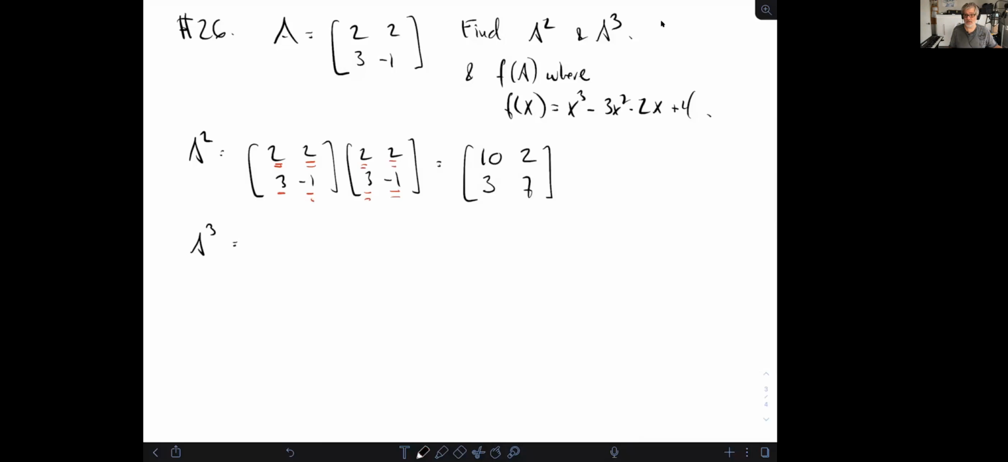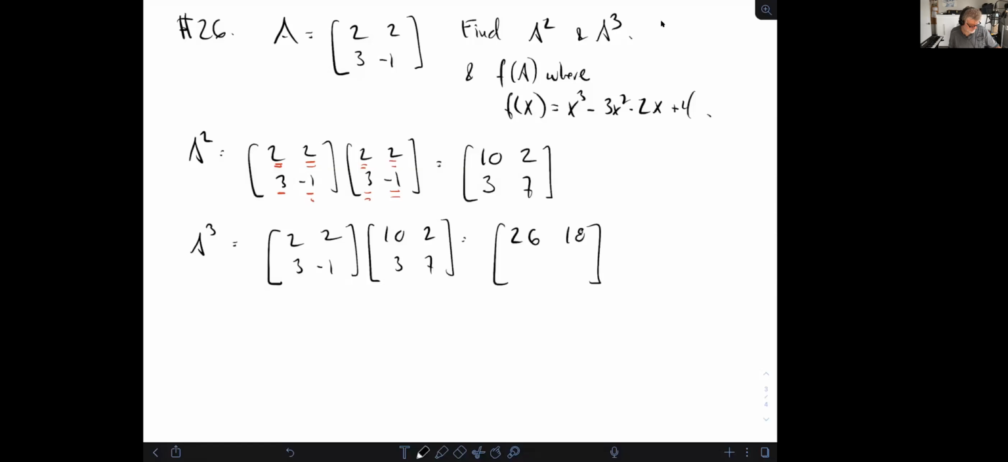A cubed. So what is A cubed? It's A times A times A, or if you prefer A squared times A, or A times A squared, it's all the same. Okay, so I'll do just 2, 2, 3, minus 1 times 10, 2, 3, 7. You see that if you messed up A squared, A cubed is going to be messed up too. So that's 20 plus 6, that's 26. That's 4 plus 14, that's 18. This is 30 minus 3, which is 27. This is 6 minus 7, which is minus 1.